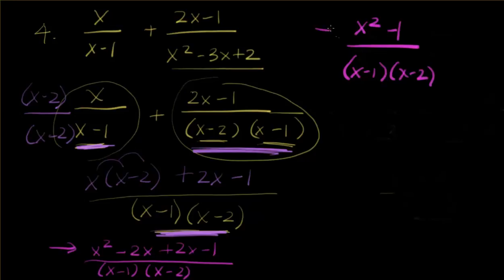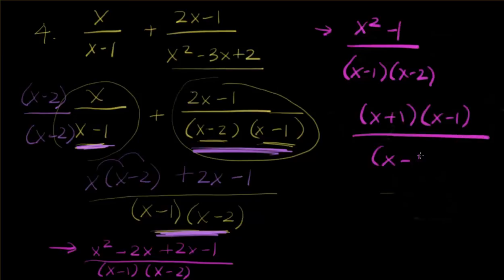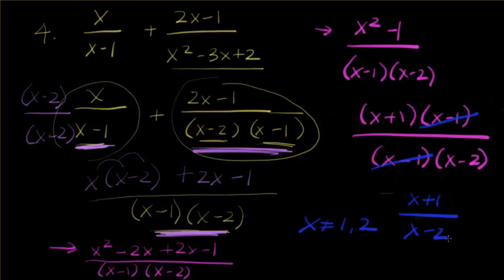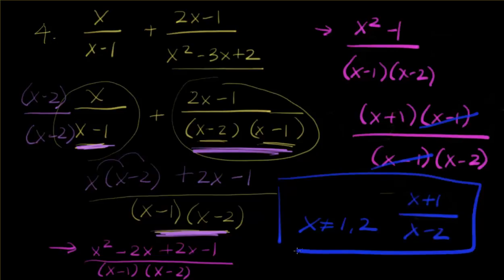Now I can go ahead and factor that numerator into x plus 1 and x minus 1. Before I simplify, I'm going to go ahead and take the restrictions. x cannot be 1 and 2. Okay, so we have an x minus 1 and an x minus 1, and x plus 1 over x minus 2 is my final answer. There you go. Good job, guys.